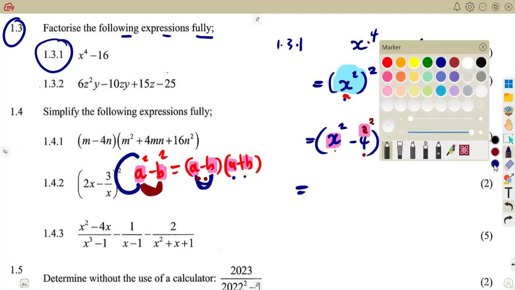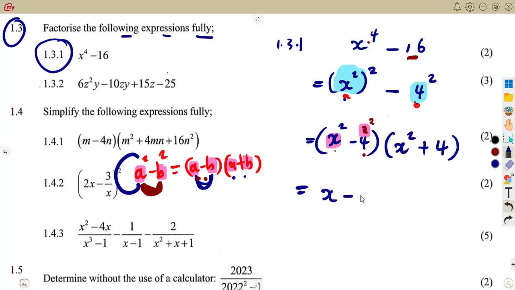So meaning to say we've got x minus 2, that's a minus b, into a plus b, that's x plus 2. The square root of x squared is x, the square root of 4 is 2. One subtracts, another one adds.